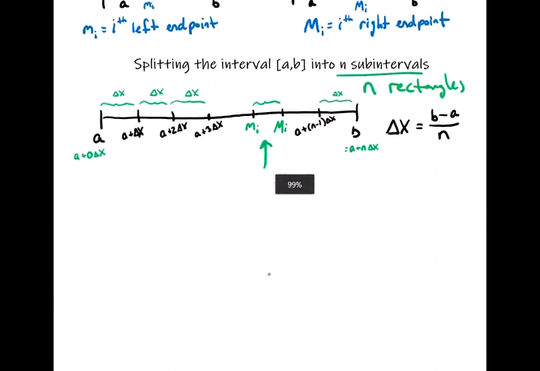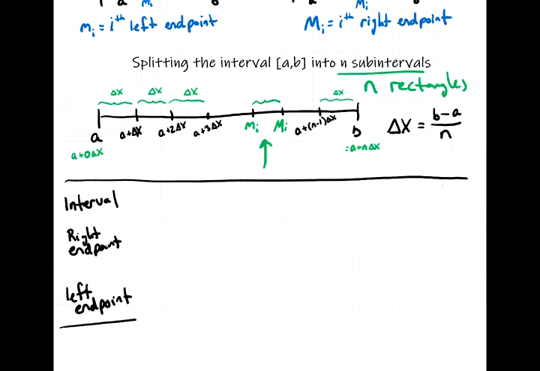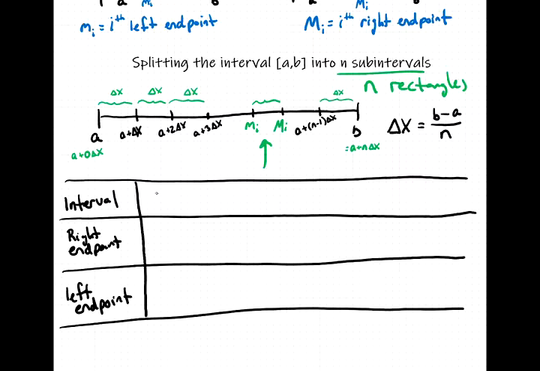All right, so let's explore this a little bit. And I think I'll make a little table of values. So the interval, the right endpoint, and the left endpoint. Okay, you'll see what I'm getting at in a moment. And this is just looking at this number line I have right above it. So the first interval: in that first interval, the left endpoint is a, and the right endpoint is a plus delta x.